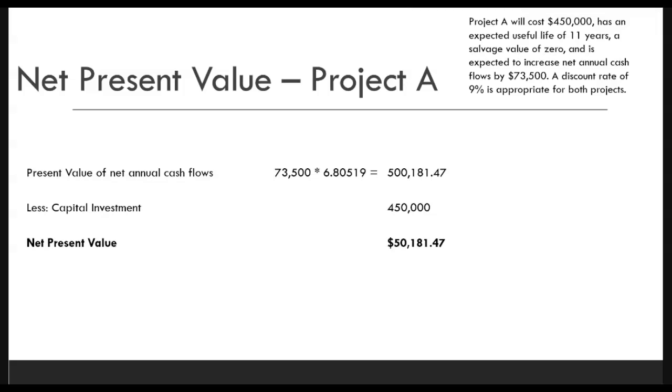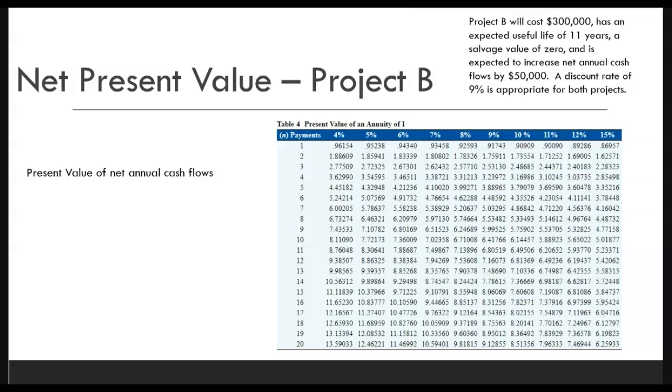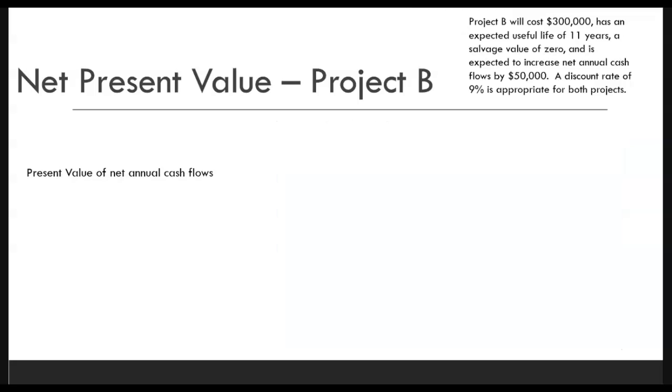So we'll keep that in mind as we now shift over into project B. Project B has the same expected useful life and the same discount rate. So we're going to end up with the same interest factor here of the 6.8. But what changes is our net annual cash flows are now 50,000 and our cost is 300,000. So we do get a different answer here. So we take that 50,000, multiply it by our interest factor, and we see that the present value of all of those annual cash flows is $340,259.50.